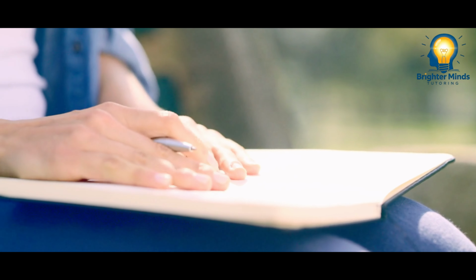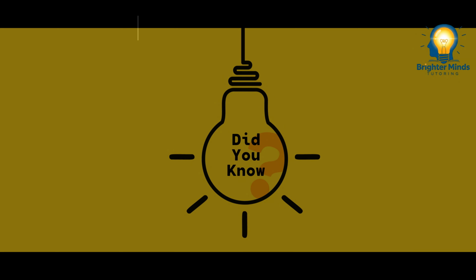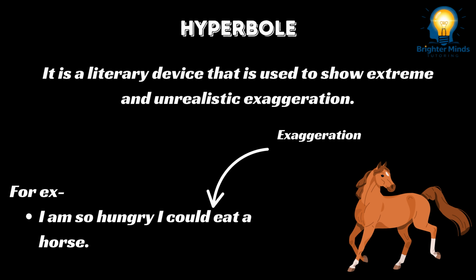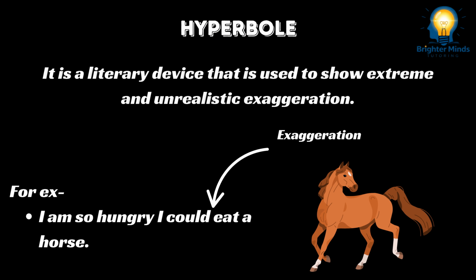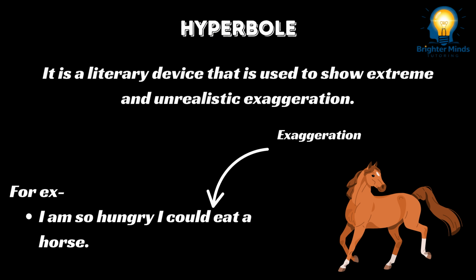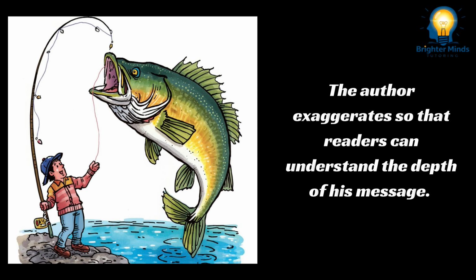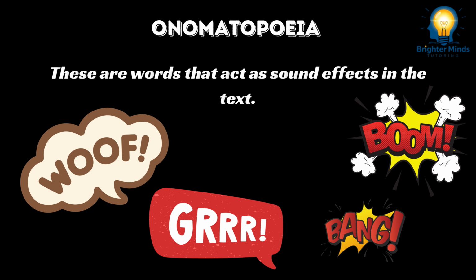Now, do you know what a hyperbole is? Hyperbole is also a literary device that is used when the author wants to show extreme exaggeration to unrealistic ends. For example, I'm so hungry I could eat a horse. Now, nobody could actually eat a horse as a human, but exaggerating it emphasizes the point the author is trying to make.